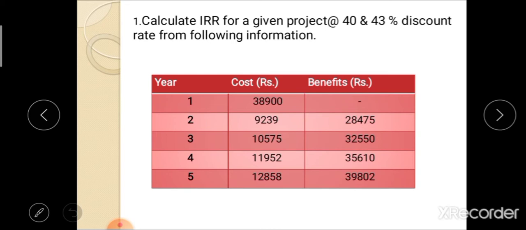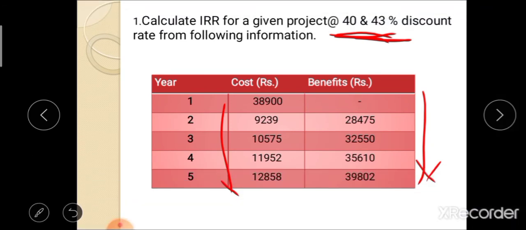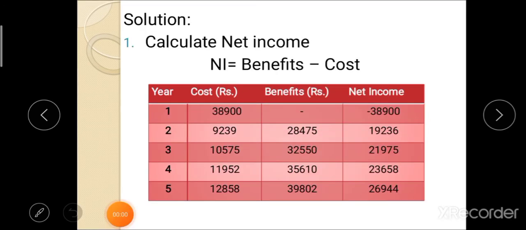Here is one example: calculate IRR for a given project at the rates of 40 and 43 discount rate from the following information. This is the cost and benefit information of a project which is given to you, and these are the two discount rates, that is 40 and 43. This 40 is the lower discount rate and 43 is the higher discount rate. By using these two discount rates, you have to calculate the IRR of the project. Now we move toward the solution of this problem.